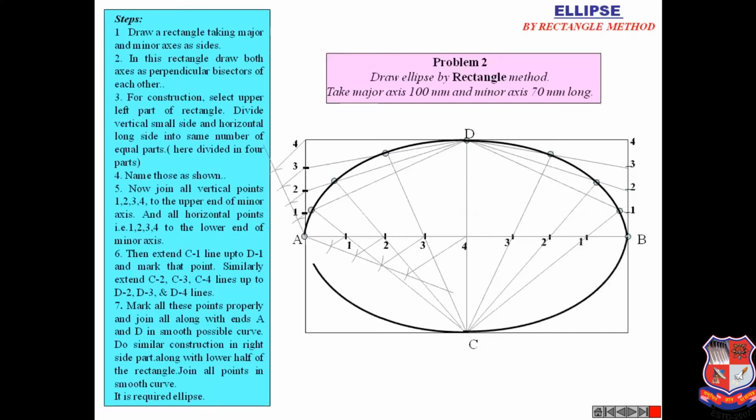Okay, the same process is repeated at the lower part. So you will get one answer. So this one is the method to draw an ellipse by the rectangle method. You are seeing it in the diagram.